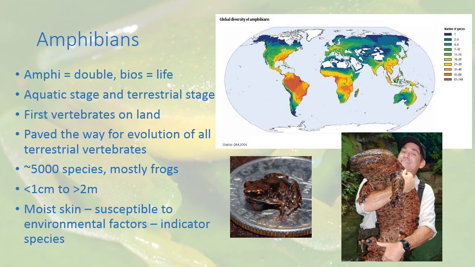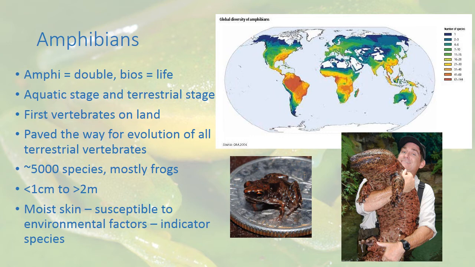So, some basics about amphibians. The word amphibian comes from amphibios, which means double life, and that's because most amphibians have an aquatic stage and a terrestrial stage. There's lots of different life histories of amphibians, and we'll get more into those, but in general, aquatic stage, terrestrial stage. Amphibians were the first vertebrates on land, so they paved the way for the evolution of all terrestrial vertebrates, so that's an important point.